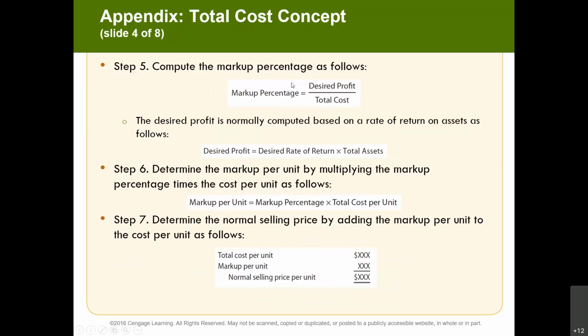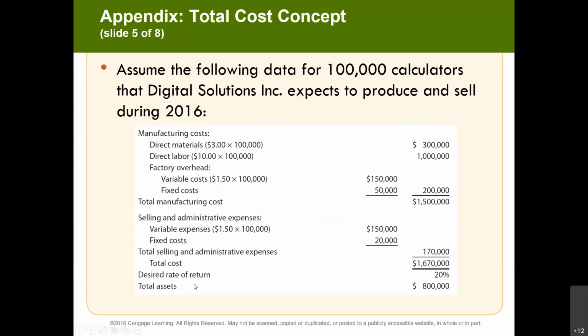And then we would also want to figure out the return on the assets. So you look at your desired rate of return and multiply that by your total assets to get your desired profit. Then we take our markup percentage and multiply that by our total cost per unit to get a markup per unit. And of course, the last step would be to take your total cost per unit and add in the markup per unit to get your normal selling price per unit. And then, of course, looking back at our example, we have the data that was given to us, like we discussed earlier.